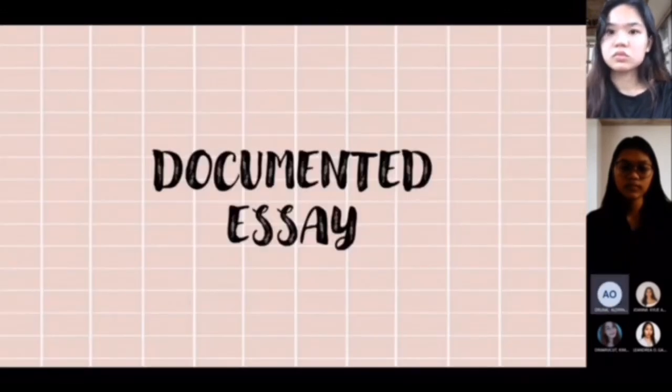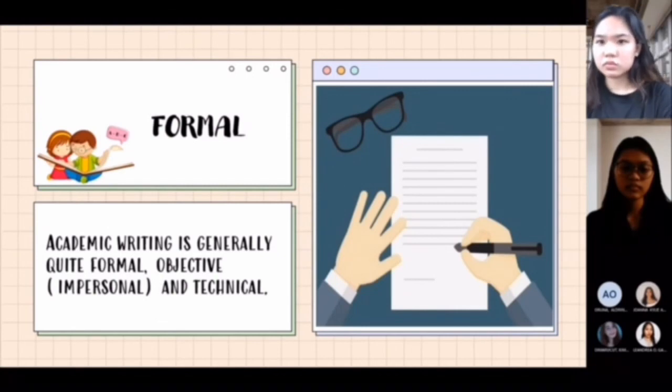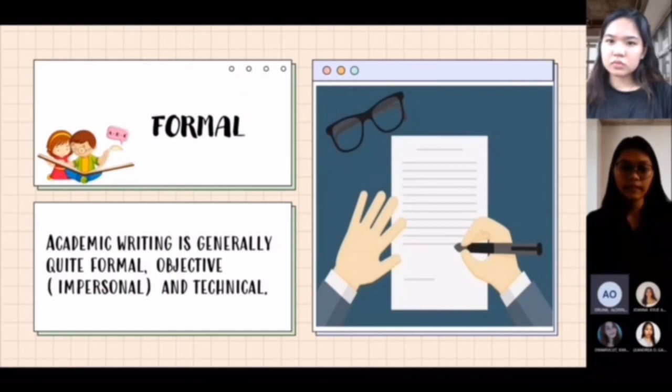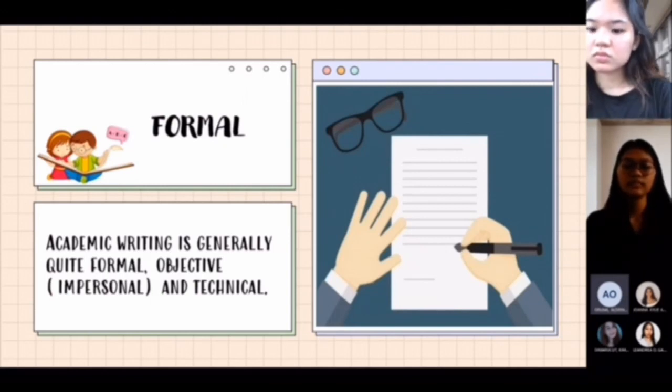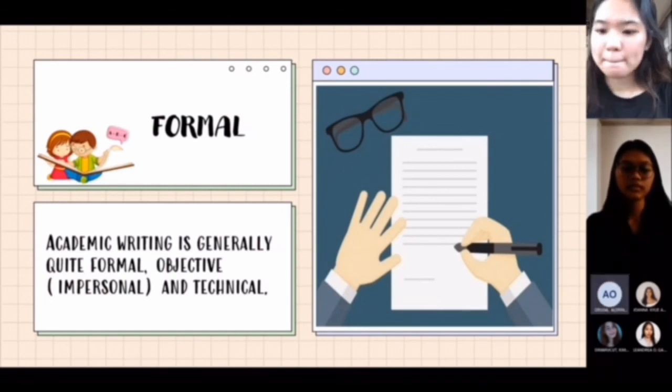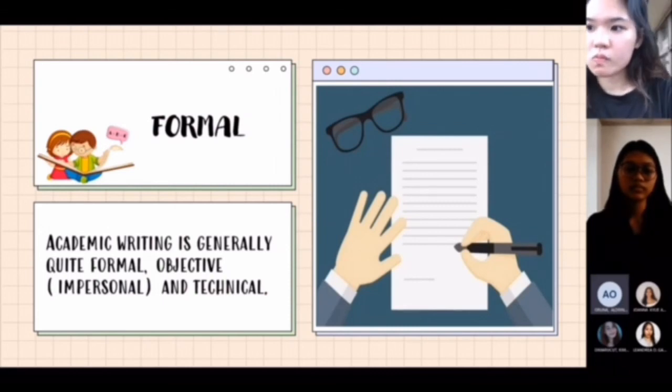Formal. Academic writing is generally quite formal, objective, and technical. This is the last element of academic writing, because being formal is key in an academic paper. You typically use formal language instead of the usual slang or street language that many are accustomed to, and you use formal terms in academic writing, even jargon sometimes, but you need to explain them properly in order for your readers to understand what's written in the essay.